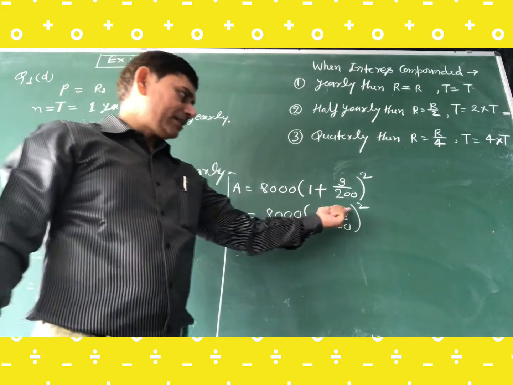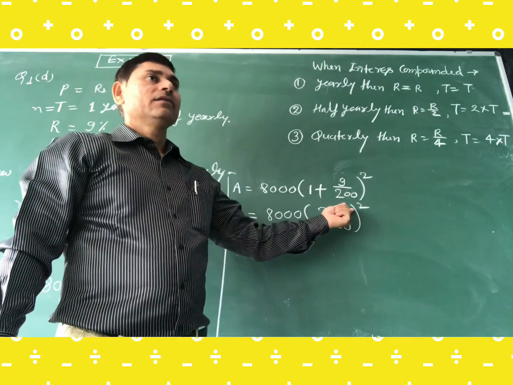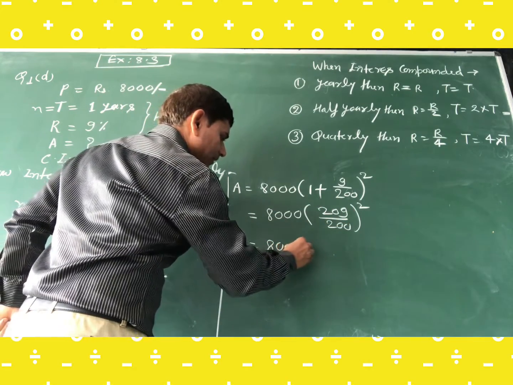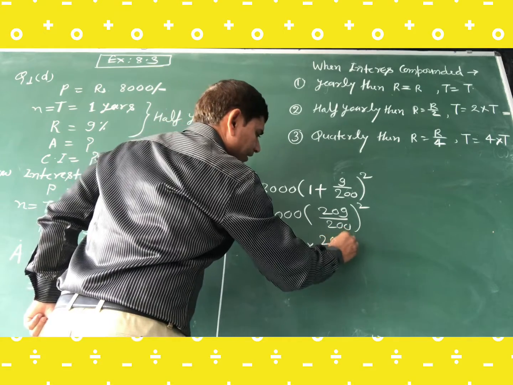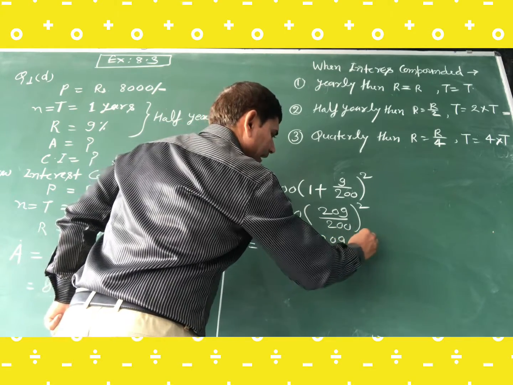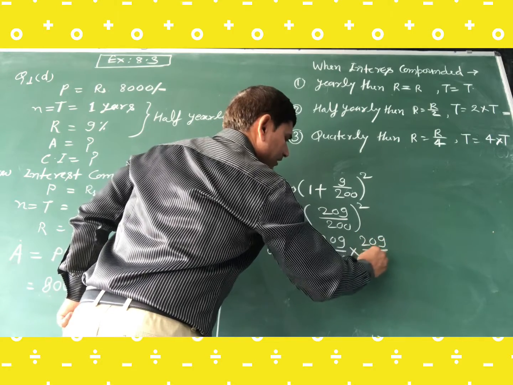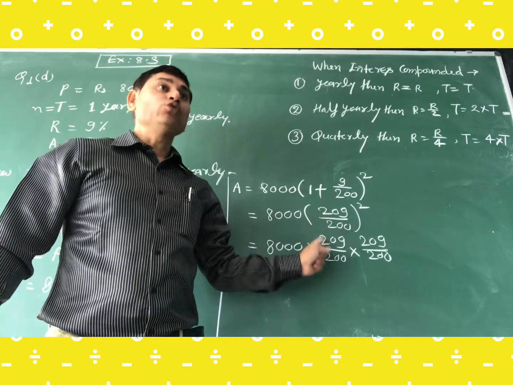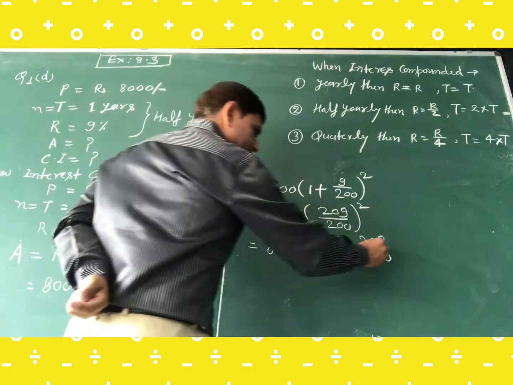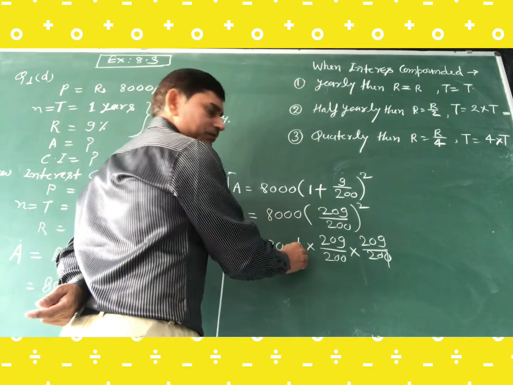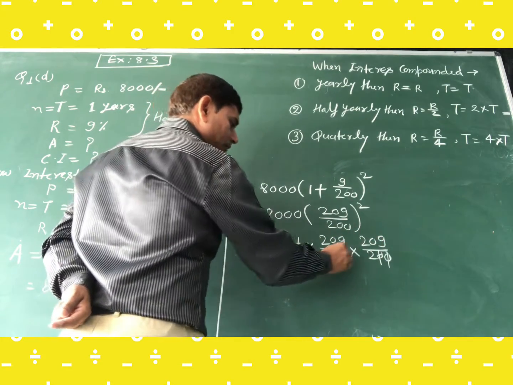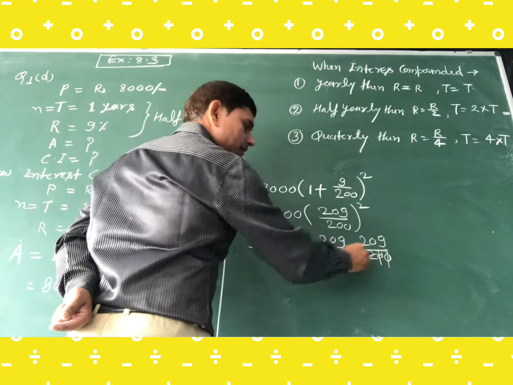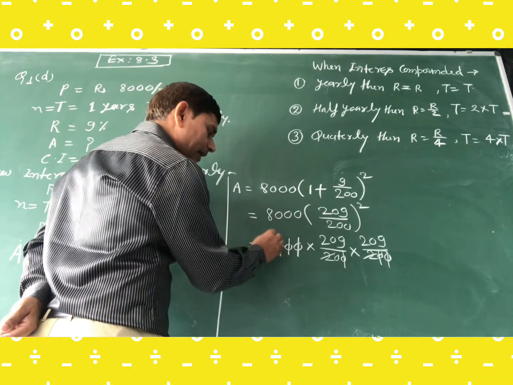Now expand this using exponents and powers. You can write this as 8000 into 209 divided by 200 and into 209 divided by 200, because the exponent is 2, so you write this number 2 times. You can see this 0 and this 0 cancel out, this 0 and this 0 also cancel out, and this one also cancels out. Then 2 fours are 8.